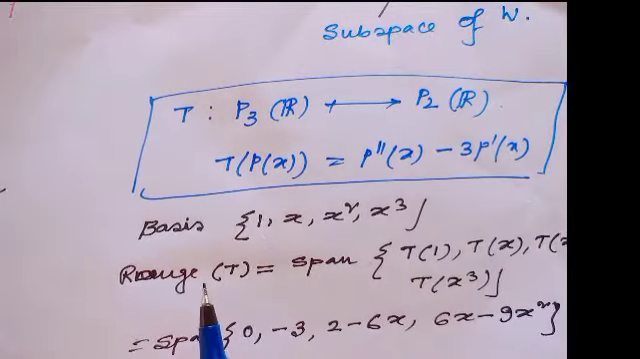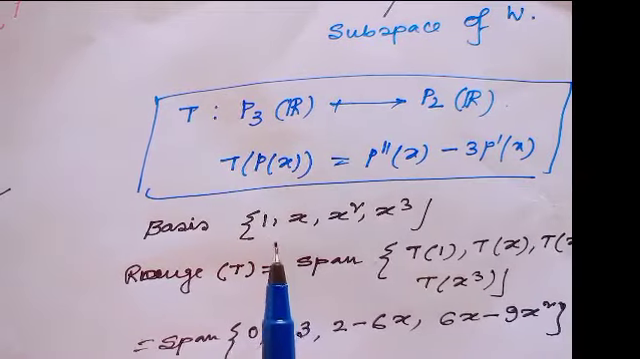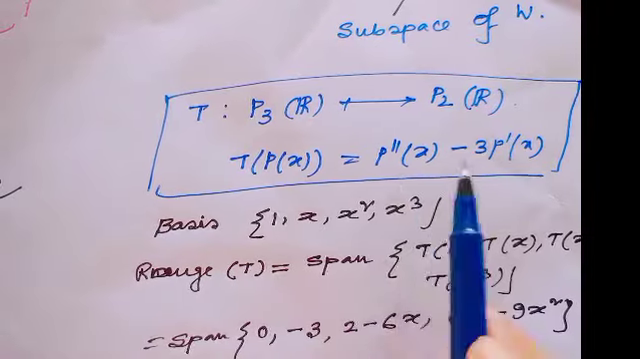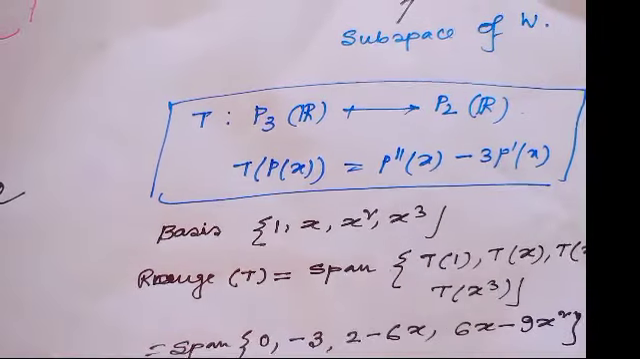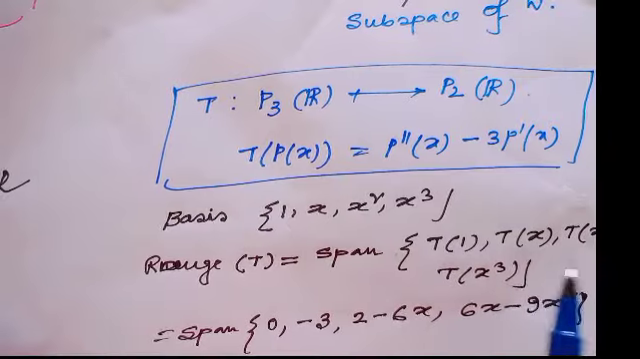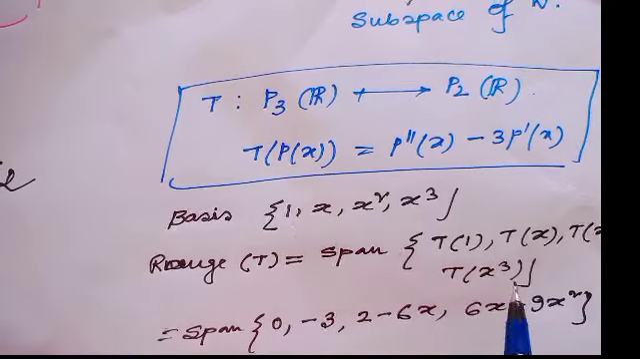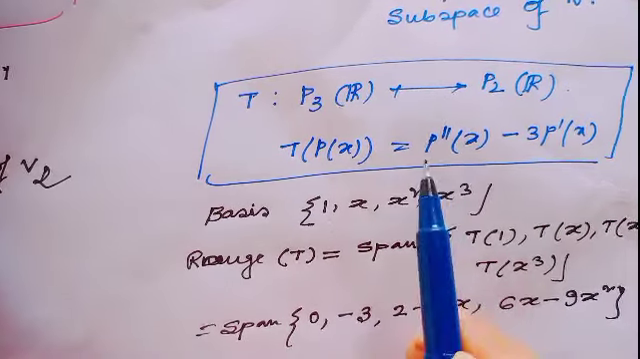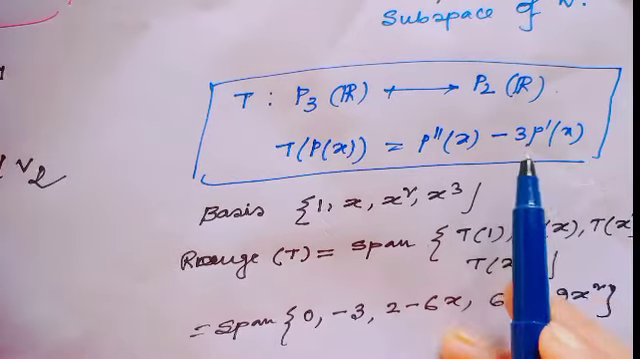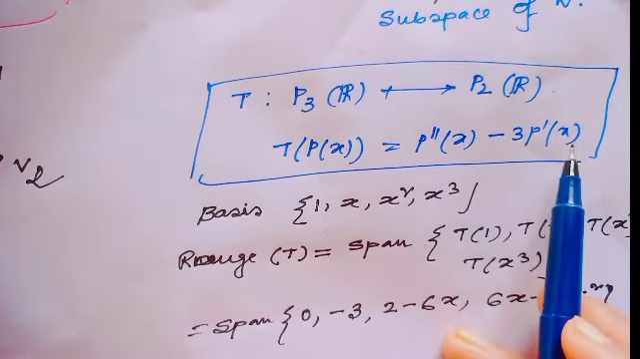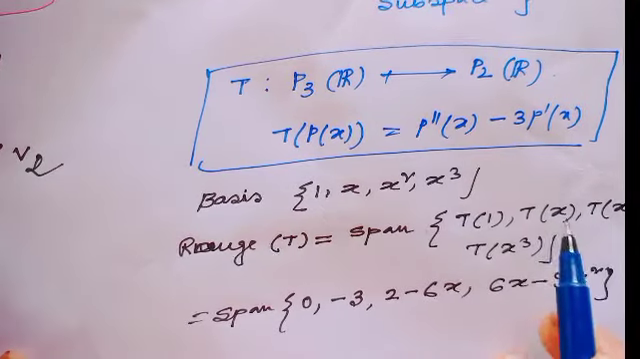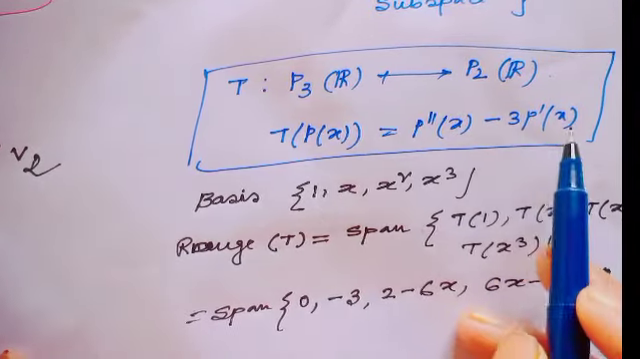Here notice the basis of P3(R), B, we all know is 1, x, x², x³. Then the range of this transformation would be the span of T(1), T(x), T(x²), T(x³). T(1) means just put the value: p''(1) - 3p'(1). This obviously would be 0, and T(x) means p''(x) - 3p'(x).